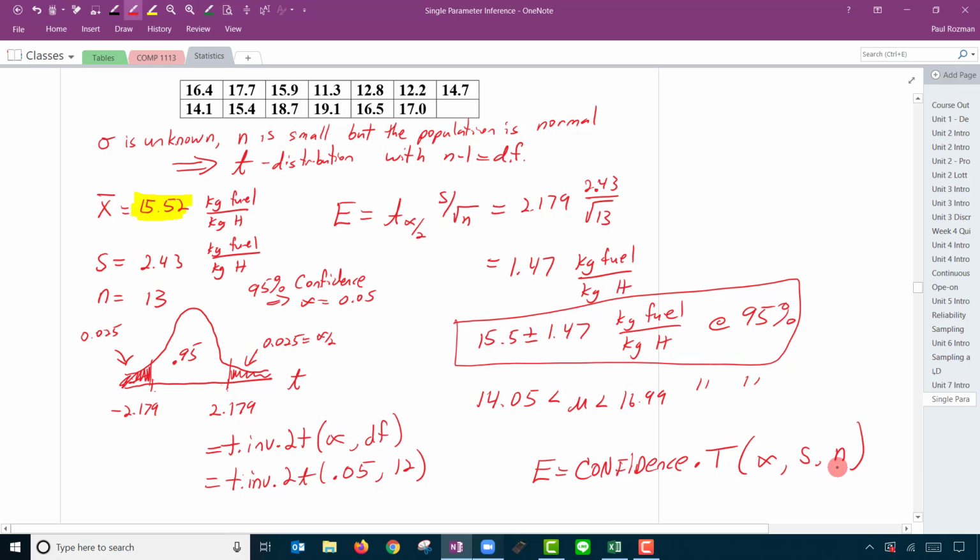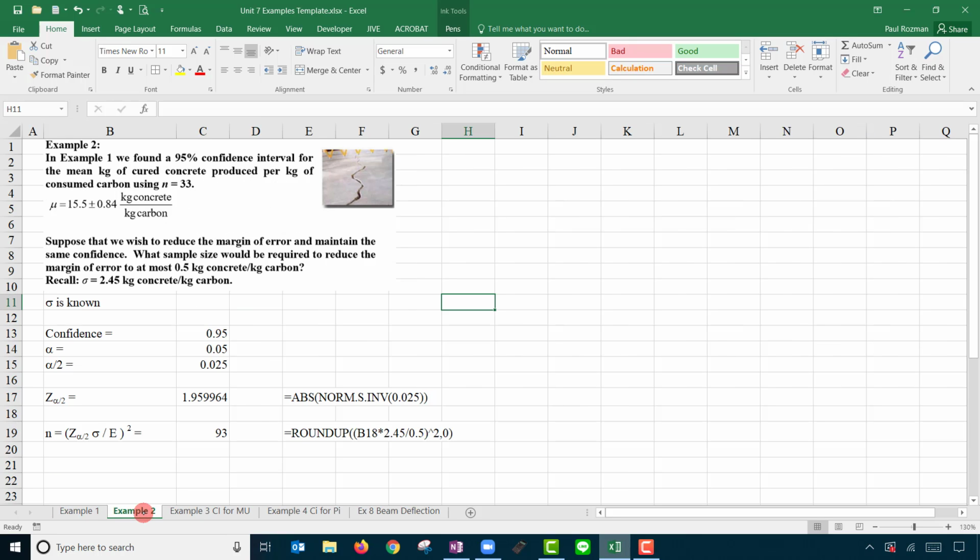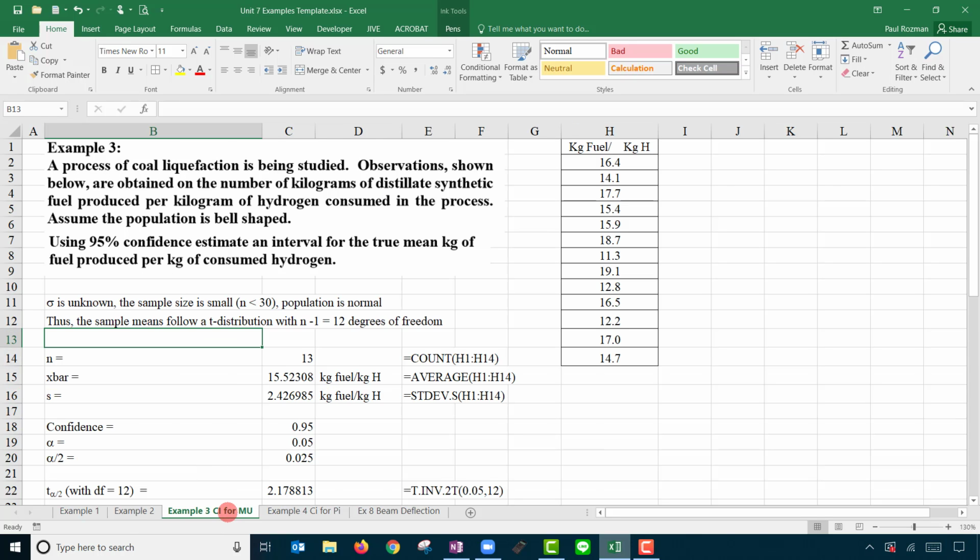Especially if you already know S. So I can show you that. Example 2 in here. Again, I copied and pasted the other spreadsheet. So I started out with the confidence was 95, alpha was 0.05, alpha over 2 was 0.025. Oh, sorry, this is the sample size. Sorry, this is example 3. So we had our fuel values. I counted them, there were 13. I calculated the mean and standard deviation using Excel functions.